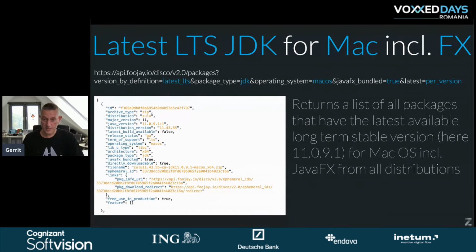I would like to have a JDK. The operating system is macOS. It should have JavaFX bundled, and I would like to have the latest per version. Or there's also latest available, which is in principle the same. And then you will get the packages that fulfill this question.